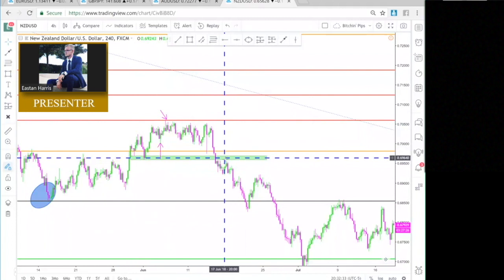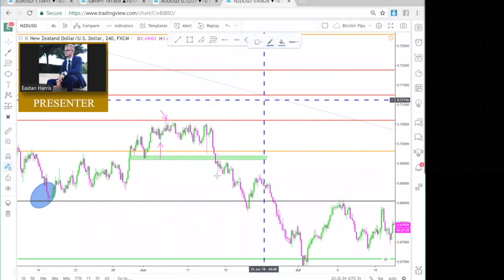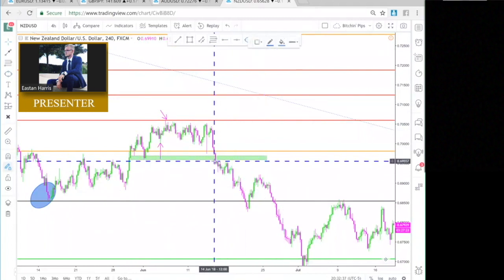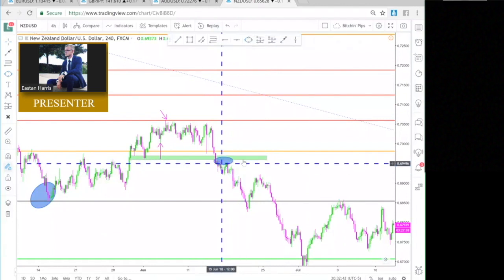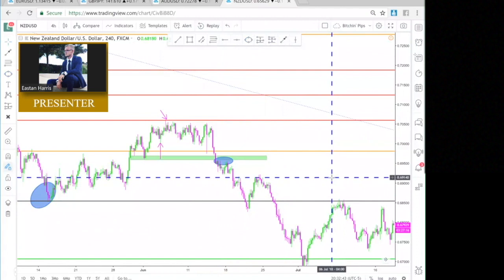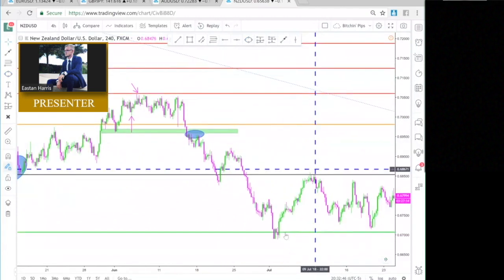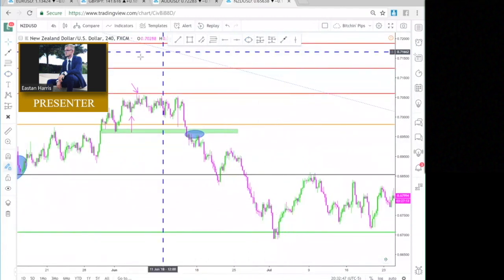We've now broken and retested this support, now resistance, right? Any of these candles up here are entries. Where are you going to take them? Right here, the 27.2. It's that simple.